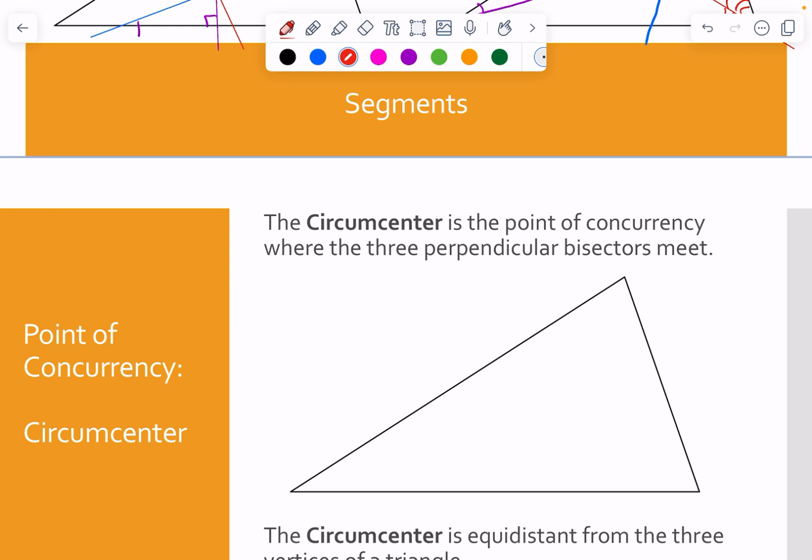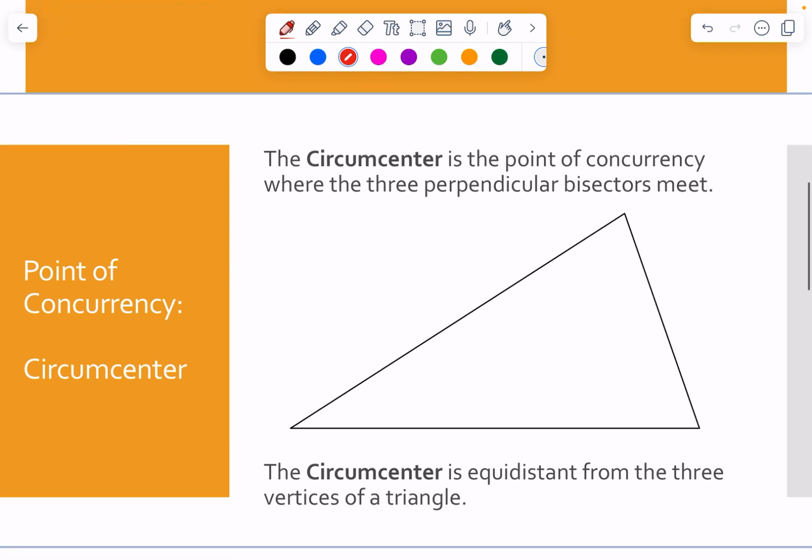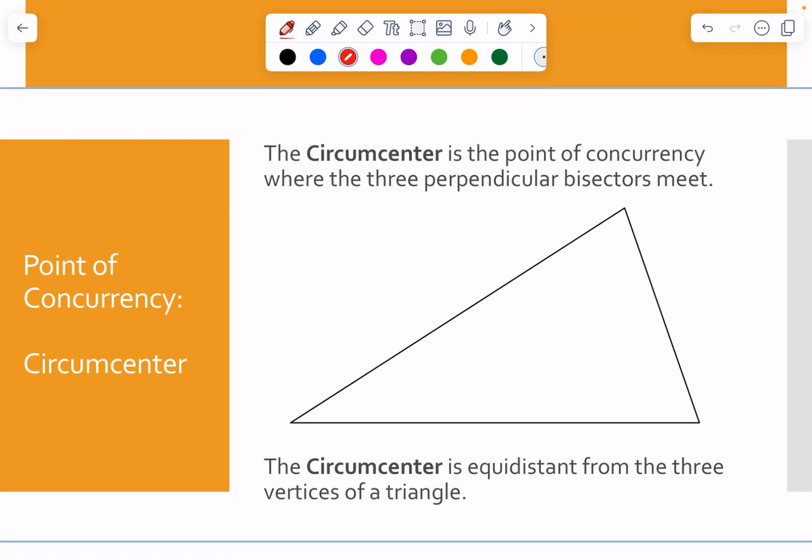What we're going to be talking about over the next couple days is called point of concurrency. Okay, point of concurrency. We're going to talk about some special points that show up inside of a triangle. The first one is what we call the circumcenter. The circumcenter is the point of concurrency, in other words, the point where the three perpendicular bisectors meet.